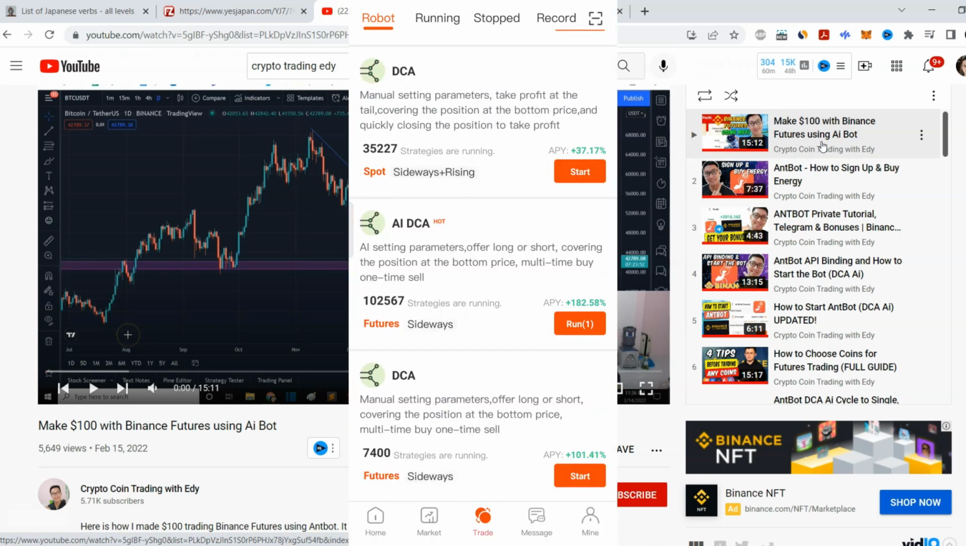Once you sign up using the link down below, guys, you can go to trade and then robot. After that, you can scroll all the way down here. Make sure it is futures, not spot. You can choose DCA or DCA AI. DCA AI is mostly AI technology. You cannot really set the parameters, but it's good for beginners. So I will choose AI DCA for now. I'm going to click on run.